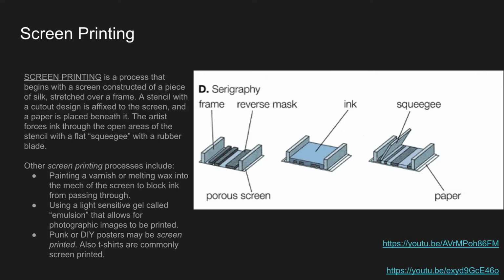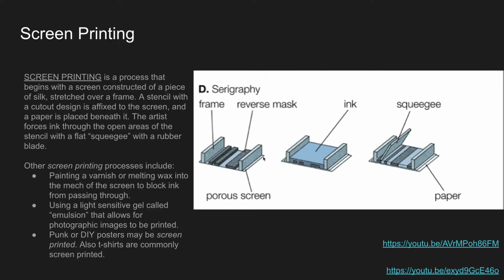So screen printing is a process that begins with a screen constructed of a piece of silk stretched over a frame. A stencil with a cutout design is affixed to the screen and a paper is placed beneath it. The artist forces ink through the open areas of the stencil with a flat squeegee with a rubber blade. Now, the stencil can be made out of different things. It can be made out of paper. What's really very common is the use of emulsion. Emulsion is a photosensitive sort of liquid that is spread onto the screen, and we will talk about that soon.